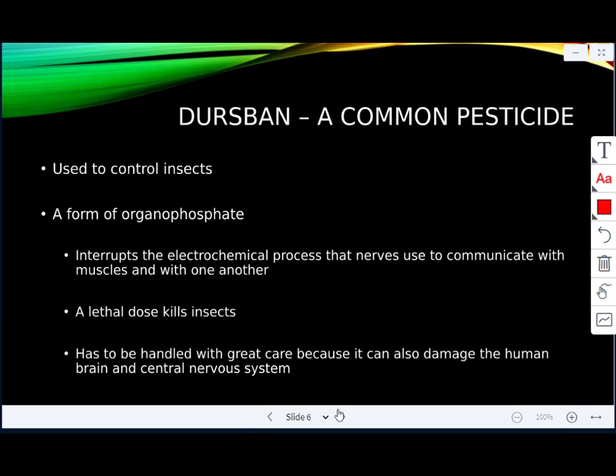Dursban here is an example of a common pesticide that was used to control insects, and it was a form of organophosphate. Basically, it interrupts the electrochemical processes in nerves and how nerves communicate with muscles and with one another. So a lethal dose of this could kill insects. But it could also be harmful to humans, so it had to be handled with great care because it can also damage the human brain and the human central nervous system.